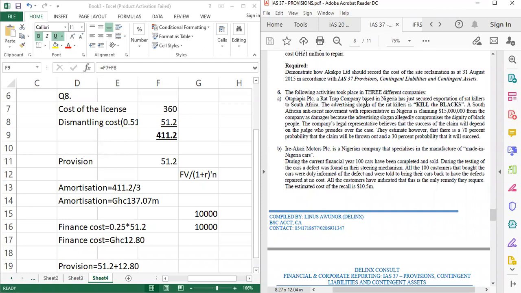If there were a 70% probability that the claim will be successful, it means that they are going to pay at all costs. So this particular one, we can't make provision, because based on the estimate of the lawyers, there's no obligation to settle the 15 million in the future because the case is bogus. It's a foolish case. All right, let's come to B.